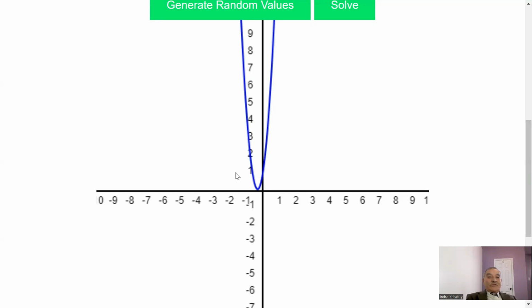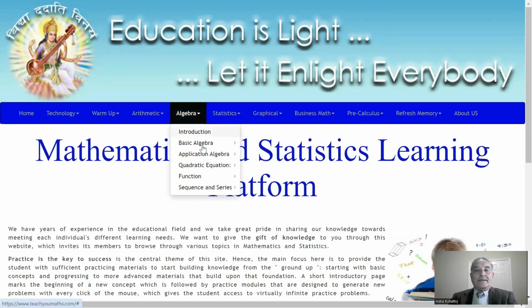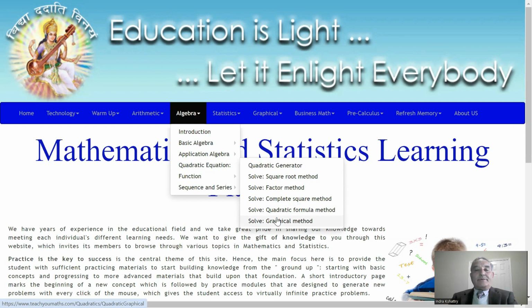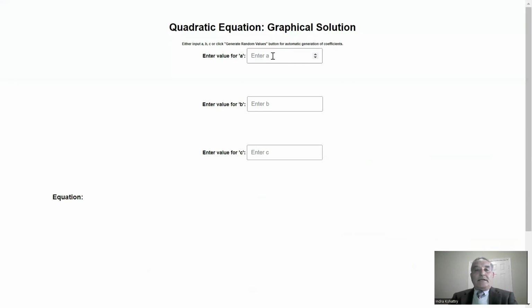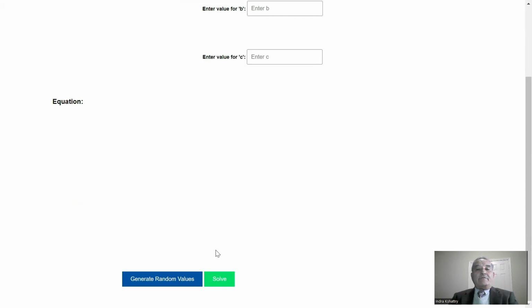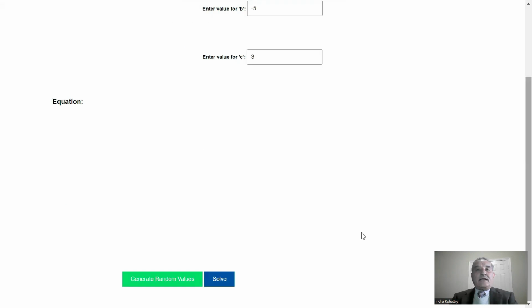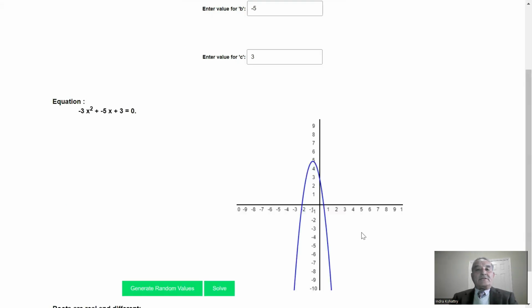If you want to run this process on your own, browse my web page, www.teachumath.com. This is the page. On the Algebra tab, click Solve Graphical Method at the right of quadratic equation. You will get to this page. Input the values of the coefficients A, B, C if you have any. Otherwise, click the Generate Random Values button that automatically fills the input boxes. Click the Solve button to browse the detailed solution.